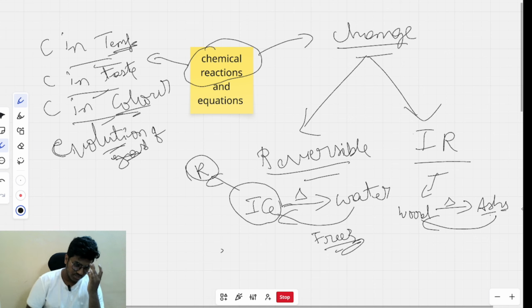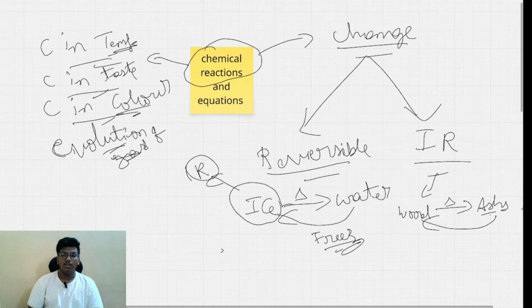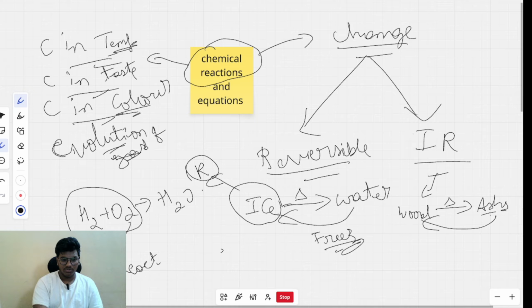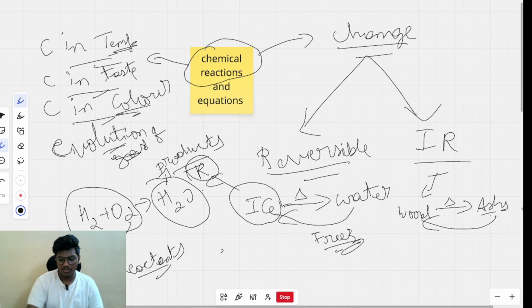These are the factors which indicate whether the reaction is going on or not. A chemical reaction is nothing but this change: change in temperature, taste, color, or evolution of gas. For example, H2 plus O2 gives rise to H2O. The substances on the left hand side are known as reactants. The substances on the right hand side are known as products.